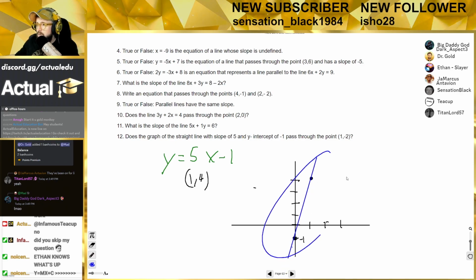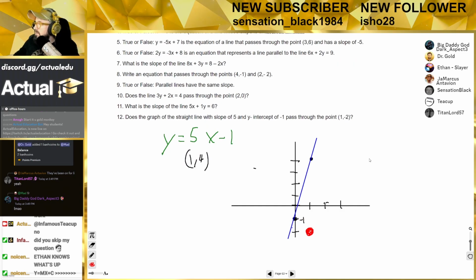And I want to see if that line passes through the point (1, -2). Where's (1, -2) on this graph? Go over 1, Nick, and down 2. So that's way over here, right? So does this line pass through this point? Nope.